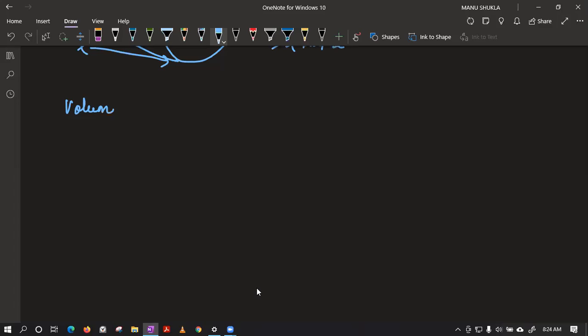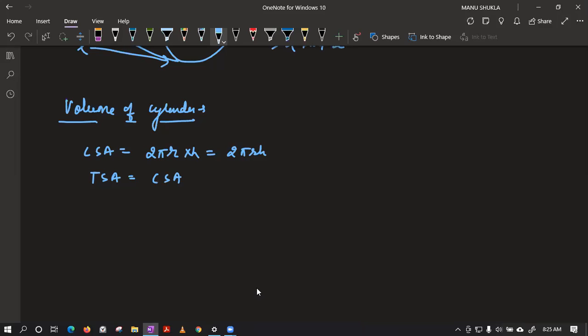So the concept is volume of cylinder. For cylinder, we have all seen the TSA and CSA. If you remember, the CSA was the perimeter of one coin, that is 2 pi r, and we multiplied it with h. So we got 2 pi rh. Similarly, we got the TSA of cylinder by adding the top and bottom, which was pi r square for the upper circle and pi r square for the lower circle, and we got the answer as 2 pi rh plus 2 pi r square, which was 2 pi r into r plus h. This was the TSA.